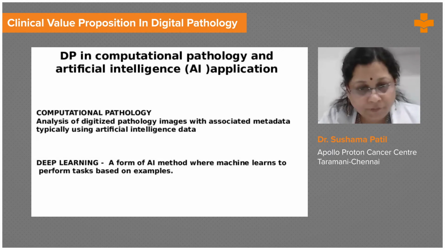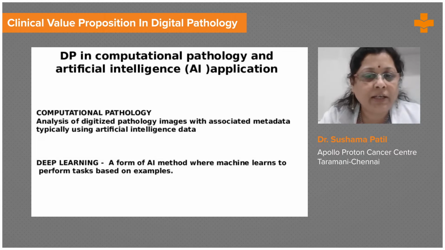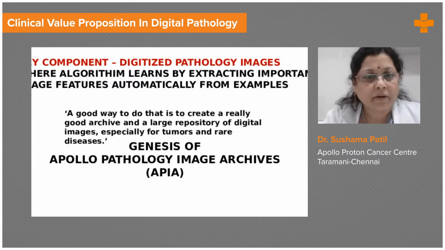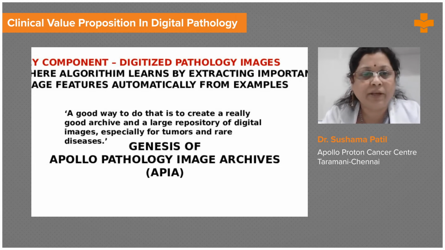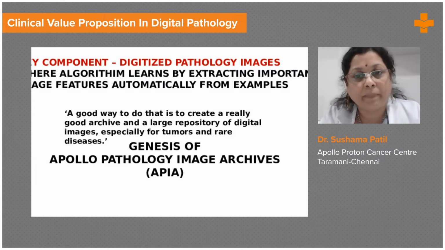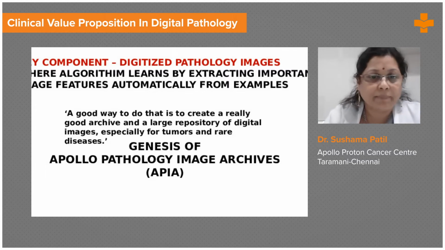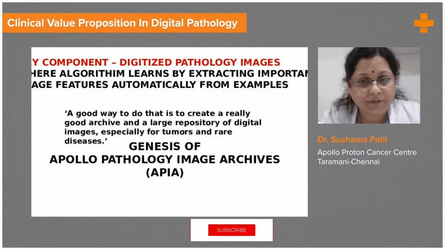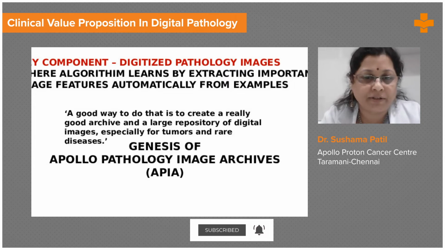But if this has to happen, there is a very key component that has to be present, and that is the component of digitized images, where the algorithm learns by extracting important histology image features automatically from examples. A good way to do that is to create a really good archive and a large repository of digital images, especially for tumors and rare diseases.